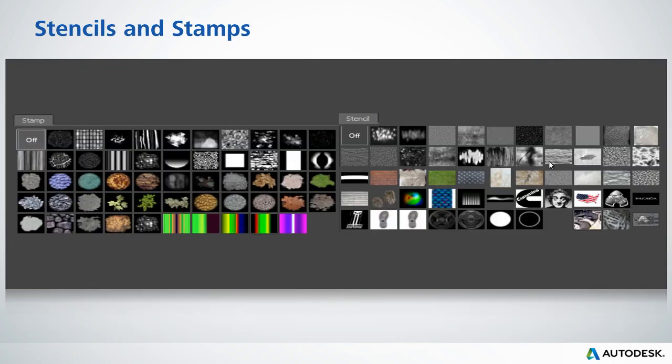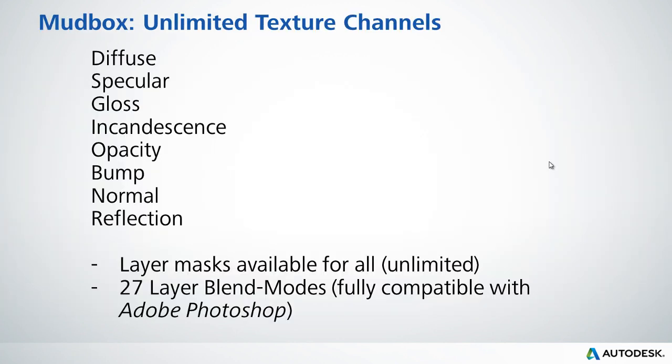Stencils and stamps, of course, work the same way as with the traditional UV layout workflow: the default stamps or any of your custom stamps or stencils that you want to bring in, any kind of texture library that you want to work with. So Mudbox has unlimited texture channels. Here's a list of them. We're going to take a very quick overview of how we can work with these channels with Ptex and some of the different things we can do in this workflow. Layer masks are available, unlimited layer masks, and 27 layer blend modes, which are compatible with Adobe Photoshop.